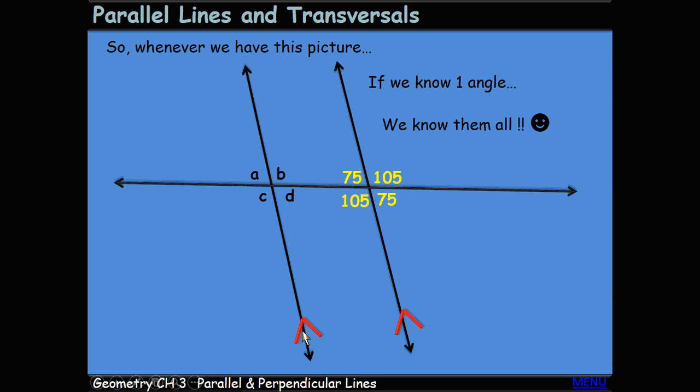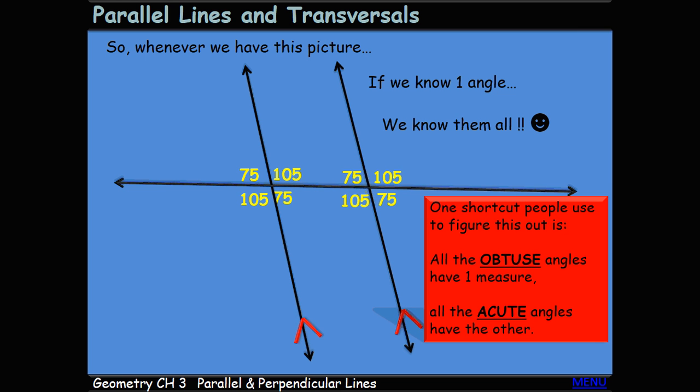Since the lines are parallel, we can tell from these arrows down here, we're going to have the same measures over here for A, B, C, and D as their corresponding measurements over here. So in this picture, angle B is going to be 105, angle D is 75, angle C is 105, and angle A is 75.